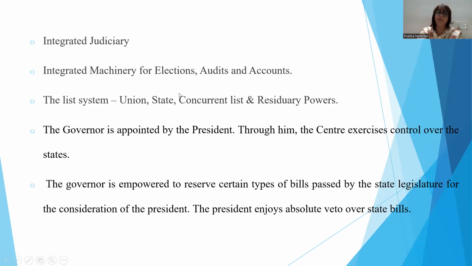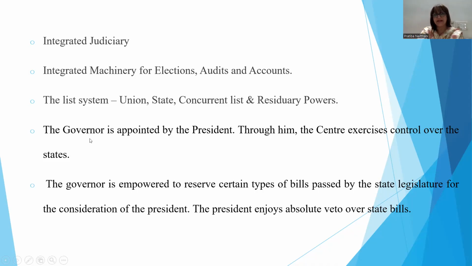Please remember, both center and state can make laws on concurrent lists, but if a law is made by the state and then the center makes a law, then the law made by the union, by the center prevails. And the residuary powers, all the residuary powers are directly given to the center. It goes to the union. So it makes the union more powerful.